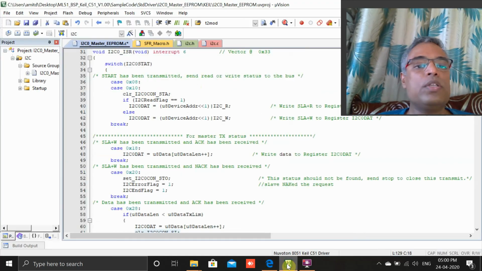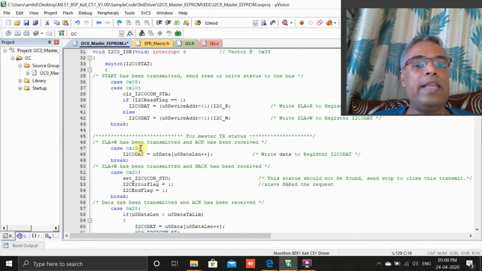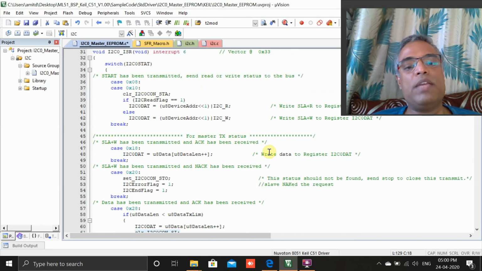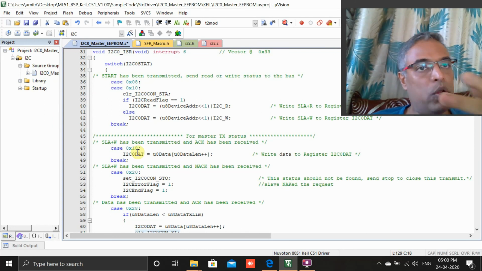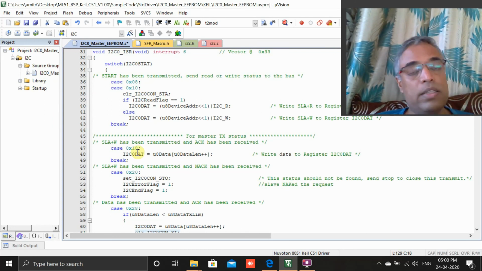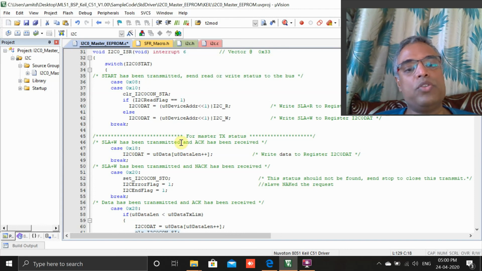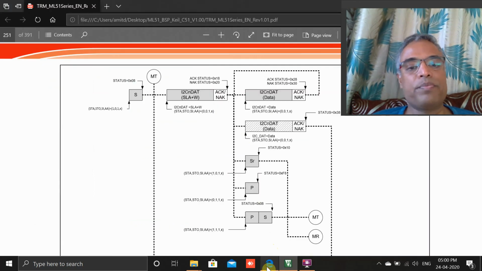Let's have a look. So you can see here, if it was 18, it means SLA plus W has been transmitted and ACK has been received, meaning the slave acknowledged the address. Okay, if the slave acknowledged the address, then I must put the next data into the location. This will be the address data. I want to write at 1008, so this will be the MSB of the 1000. I will have to start putting that into the I2C 0 DAT register.